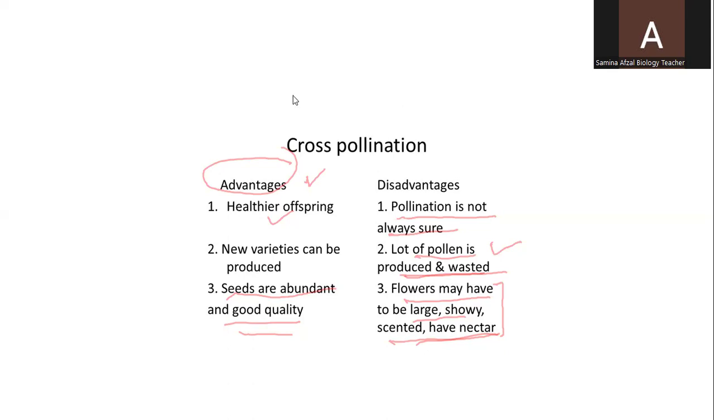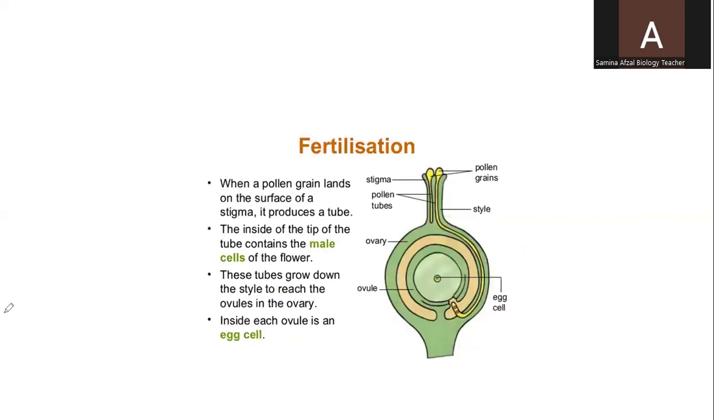Now, after pollination, fertilization will take place because, as a result of pollen grains plus ovules, fertilization will occur and zygote will form. Fertilization, zygote. So fusion of the male gamete with the female gamete is called fertilization. As a result of fertilization, zygote is formed.